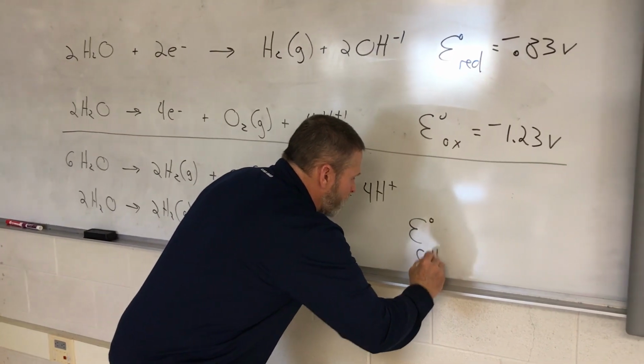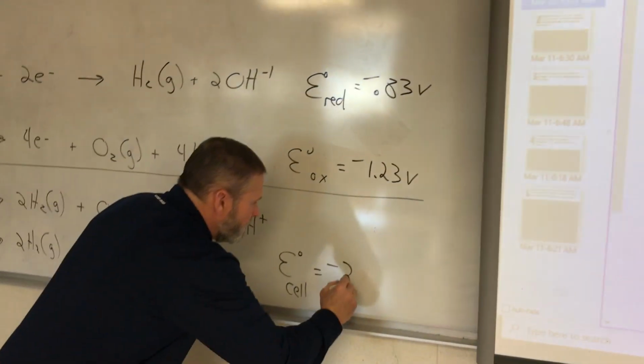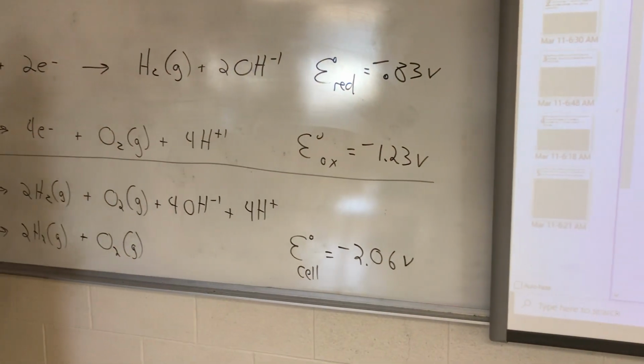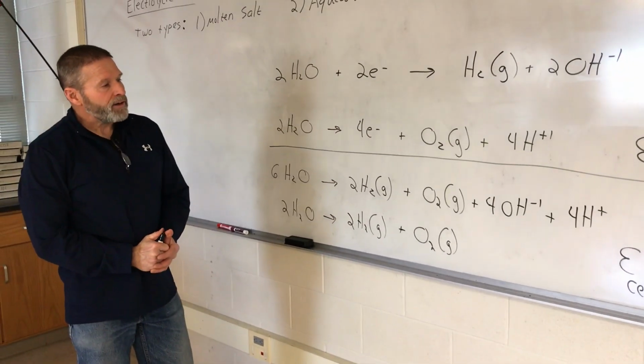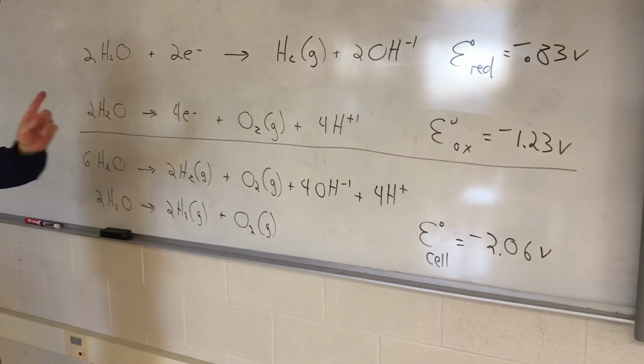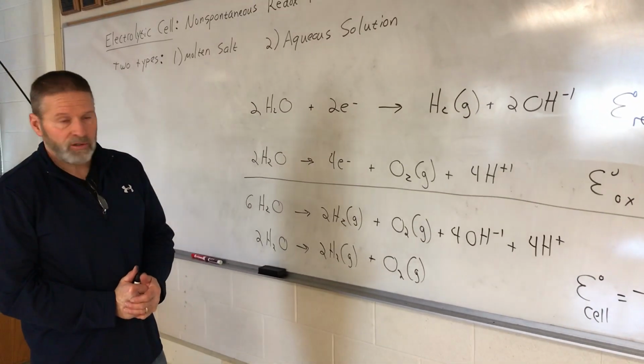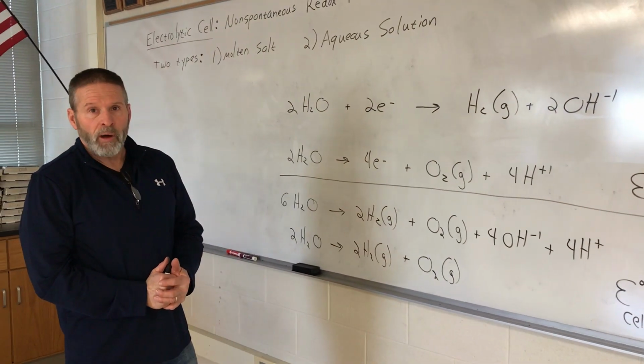we'll end up with a cell potential of negative 2.06 volts. So water does not want to go through this process, but if you can supply something greater than the 2.06 volts positive, you can force the water to electrolyze.